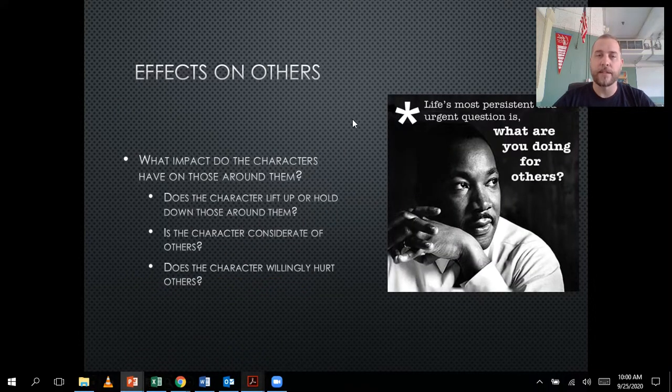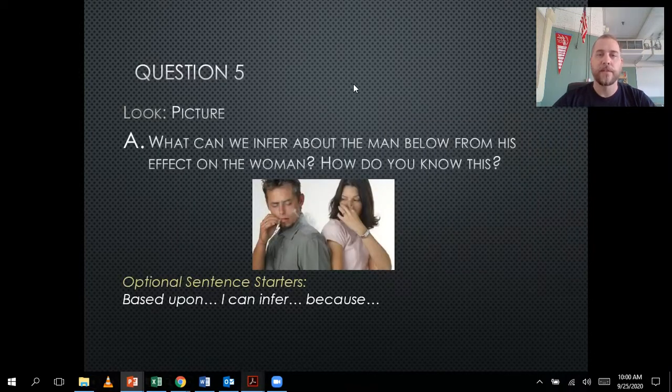Another way of looking at things is looking at the effects on others. So, what impact do the characters have on those around them? Does the character lift up or hold down those around them? Is the character considerate of others? And does the character willingly hurt others? These are some things to think about. And so, if we look at this picture, what can we infer about the man below from his effect on the woman? How do you know this?